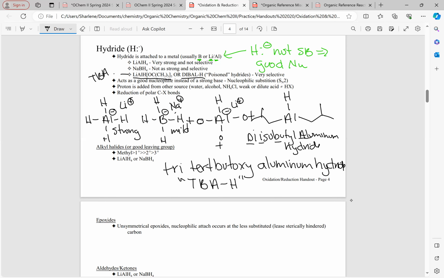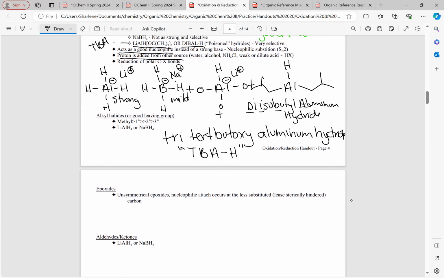DIBA. Okay, so that's where that terminology comes from. Those are more selective, and I'll show you that in just a second. But we know these hydrides act as good nucleophiles instead of strong bases, so they like to do SN2 reactions. And then you have to finish the reactions off with a proton source: water, an alcohol, ammonium chloride, something. And basically, we're going to be reducing some polar bonds. So we're going to look at the alkyl halides, or anything with a really good leaving group. For this one, lithium aluminum hydride or sodium borohydride works just fine.